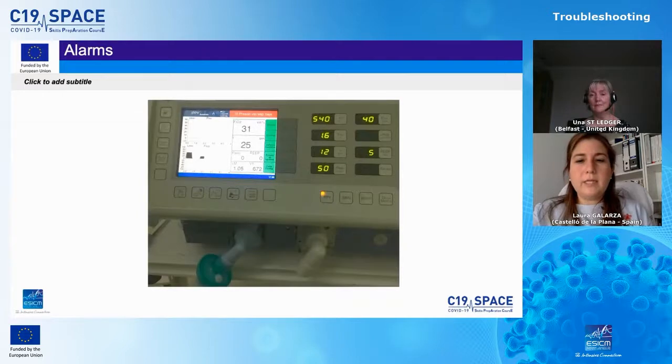Here, we can see that there's no pressure waveform on the upper side, and we have a clear disconnection in the inspiratory limb. That's a problem that we can solve right away. We don't need to bother the patient to solve this problem.